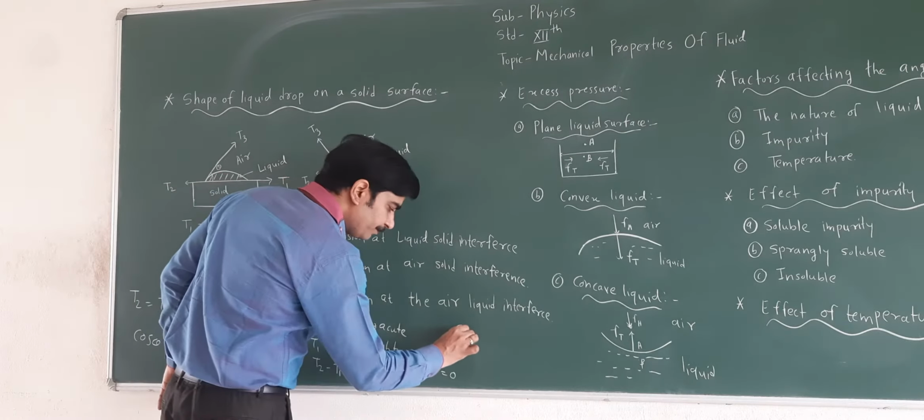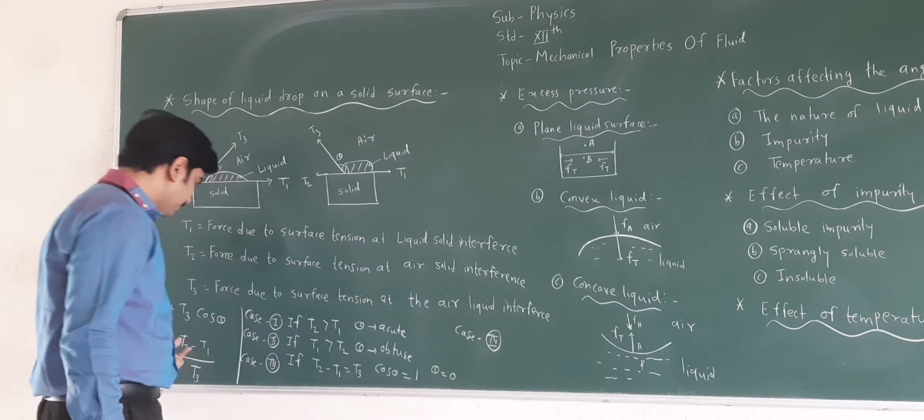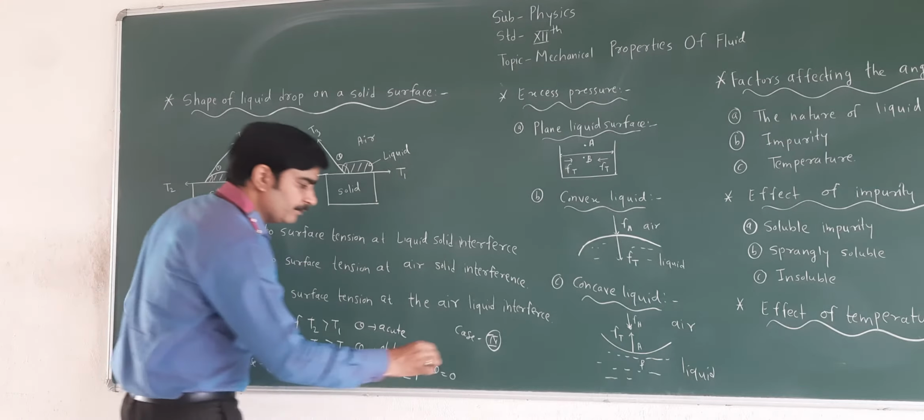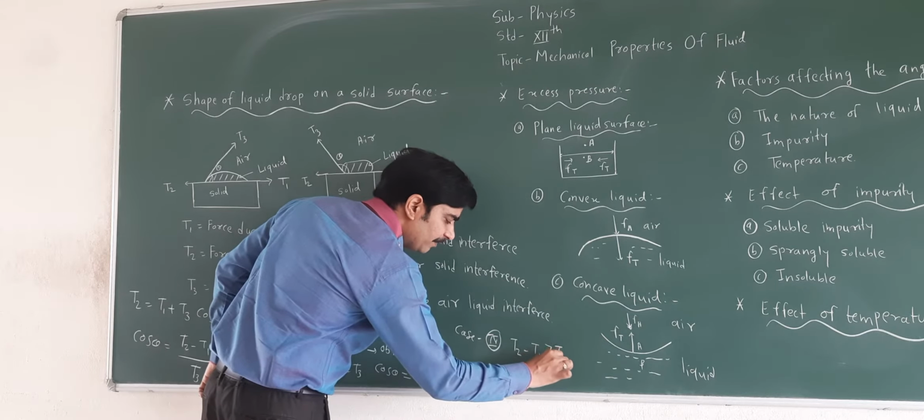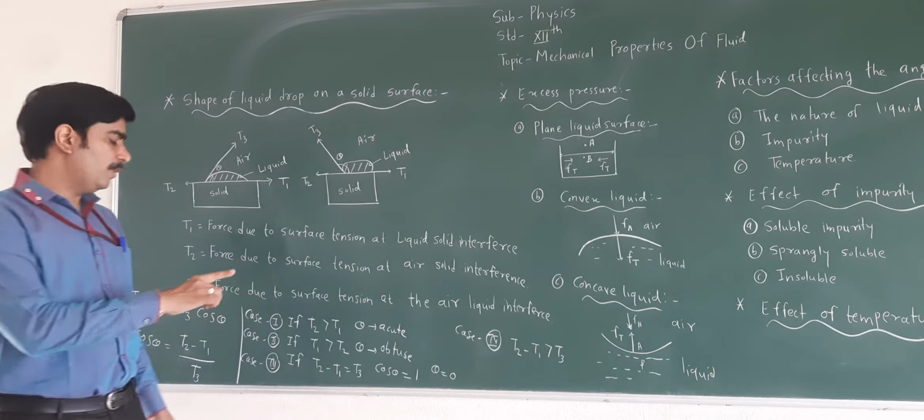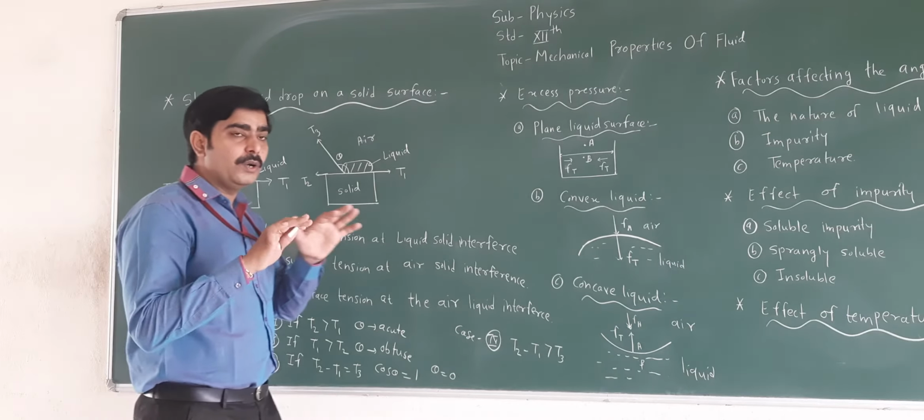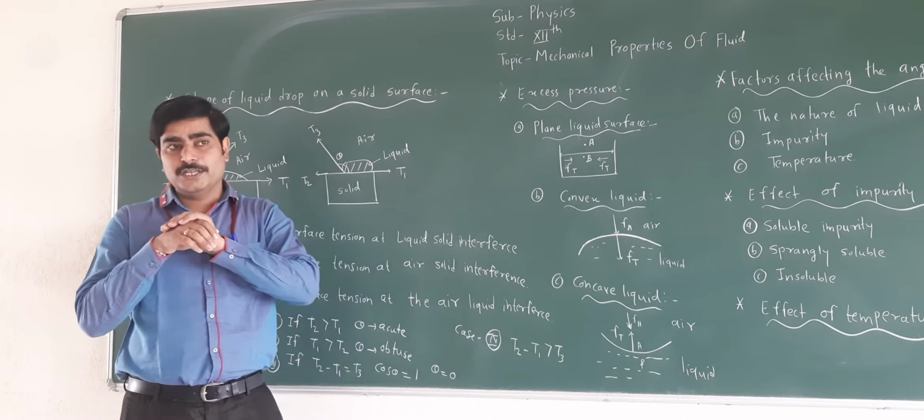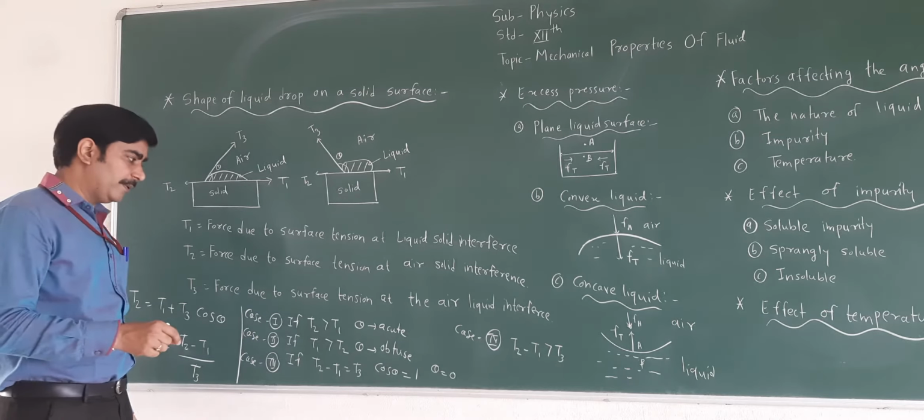Case 4, if T2 minus T1 is greater than T3, then what will happen? There will be no formation of the drop and the liquid will start spreading. This happens in a flood-like situation.